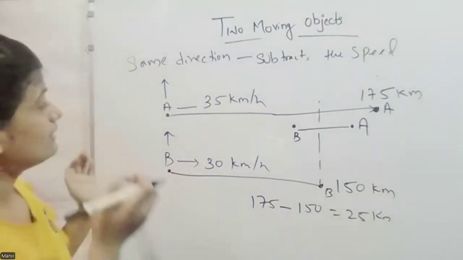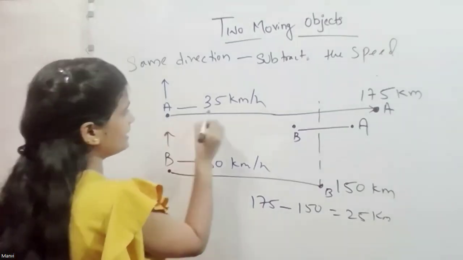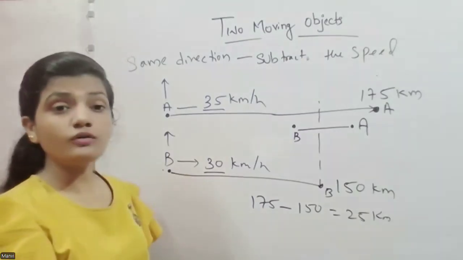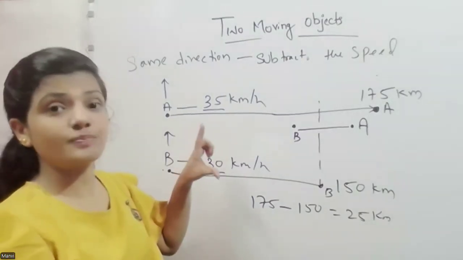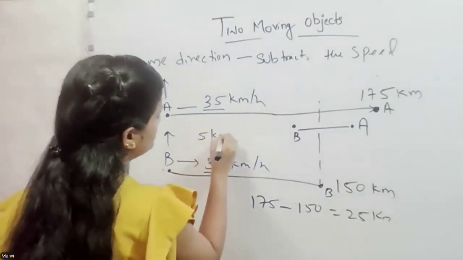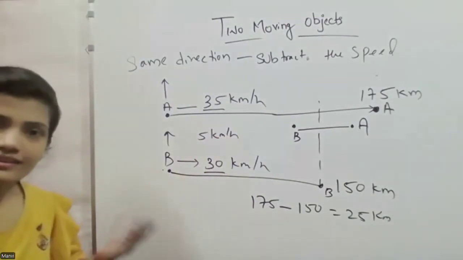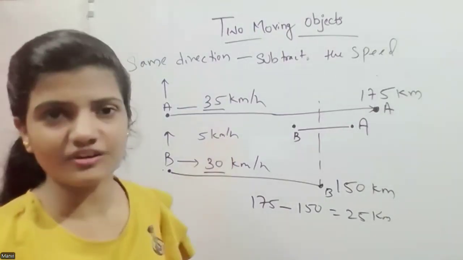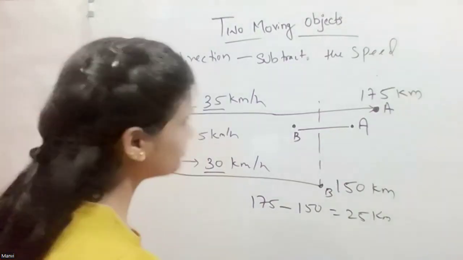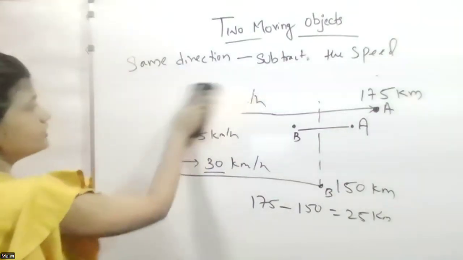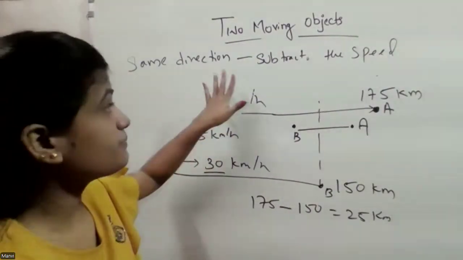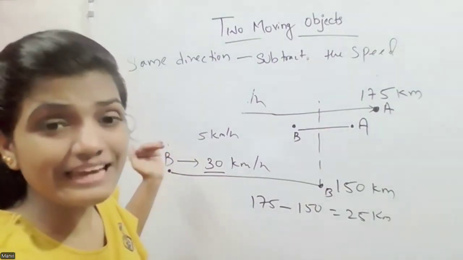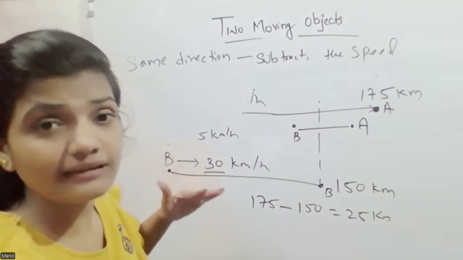We calculate like this: if car A travels at 35 km per hour and car B at 30 km per hour, the difference between their speeds is actually 5 kilometers per hour. And then you multiply it by 5, which gives you 25. That's the easier and quicker way. So we subtract the speeds when both travel in the same direction.